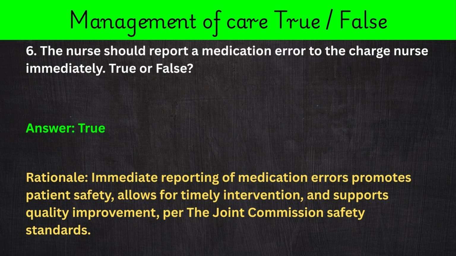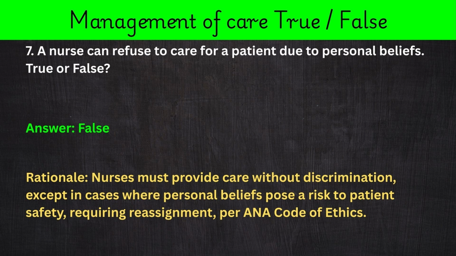6. The nurse should report a medication error to the charge nurse immediately. True or false? Answer: true. Rationale: immediate reporting of medication errors promotes patient safety, allows for timely intervention, and supports quality improvement, per the Joint Commission safety standards.